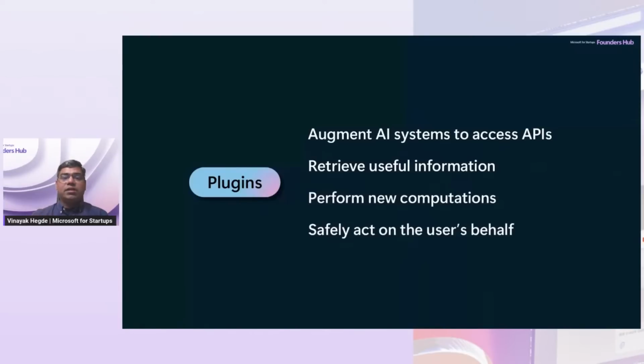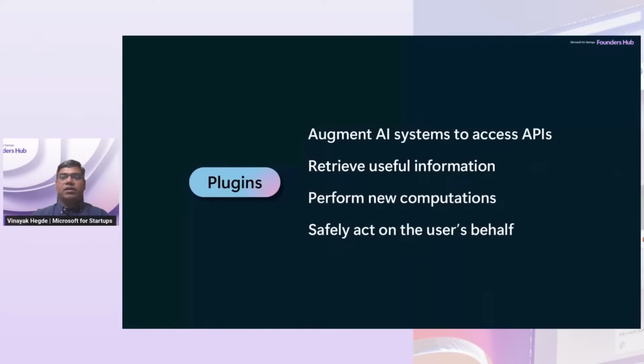To summarize, plugins augment AI systems to access APIs, and APIs provide access to pretty much everything on the web. It will help you retrieve useful information, perform new computations, and safely act on your behalf to execute certain actions after you have given it consent.